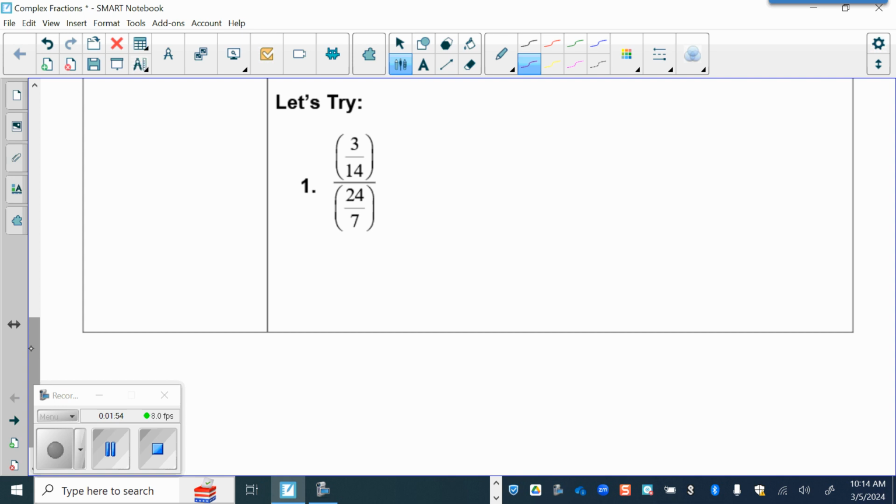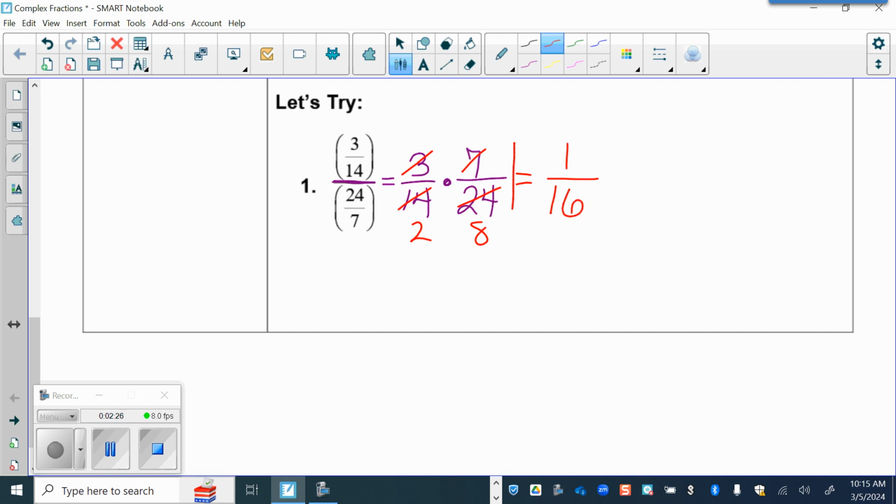Let's start off with something straightforward. I have a single fraction on top and a single fraction on the bottom. So I'm going to keep the top fraction, 3/14. Change this division to multiplication and flip the bottom fraction over. Now let's eliminate some common factors. 7 goes into 7 once and 14 twice. 3 goes into 3 once and 24 8 times. 1 times 1 is 1. 2 times 8 is 16.